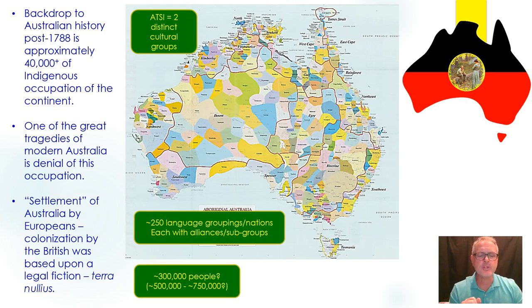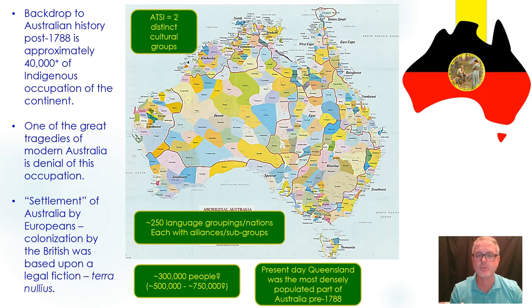With these 250 nations, there were approximately, at the lowest count, about 300,000 first Australians, first peoples across our continent. Other archaeologists will go as high as 750,000 people across the continent. Where did most of them live?